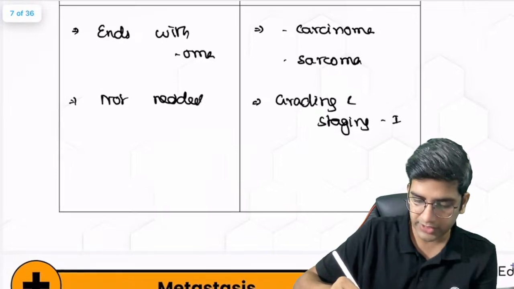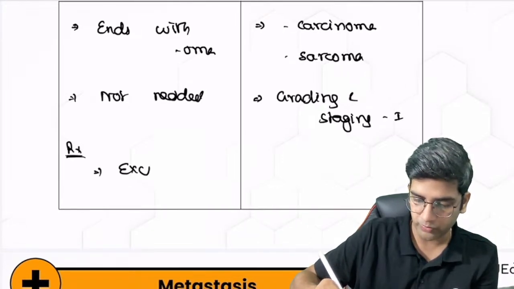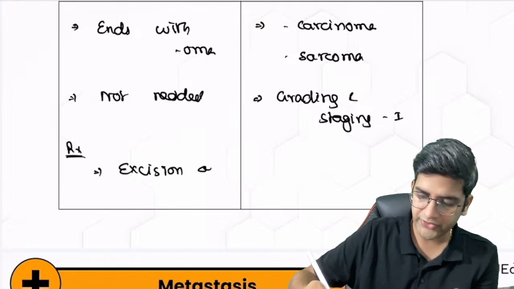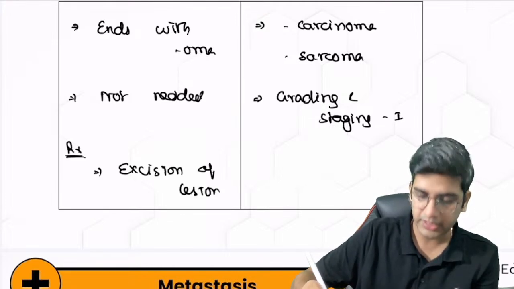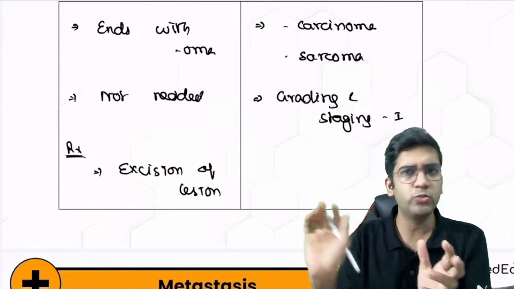Okay. Treatment wise, most benign tumors just need excision of the tumor, right? Just the lesion, that should be enough. If it's a lipoma, just remove the lipoma. If it's a fibroadenoma, just remove the fibroadenoma.